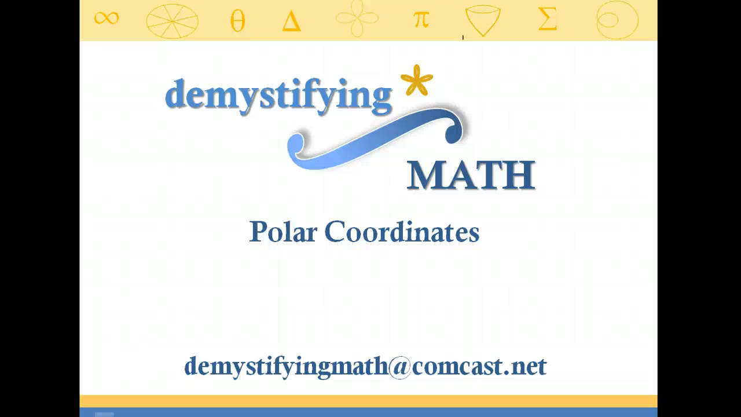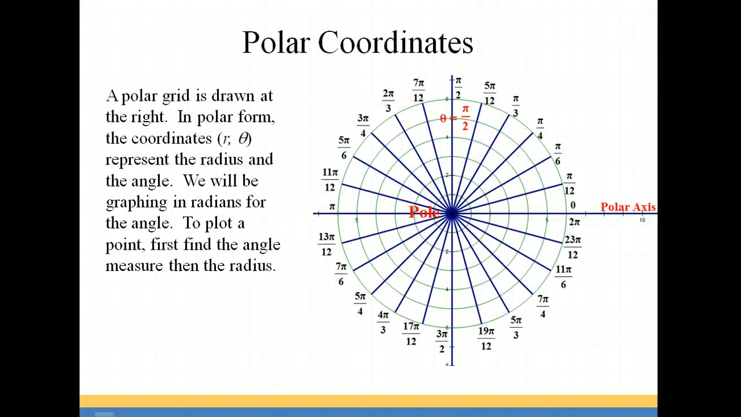Welcome to Demystifying Math. In this lesson, we're going to be discussing polar coordinates. Let's start by looking at a polar grid. Normally, when you're looking at a grid and you're plotting points, you're looking at an XY plane. We have an x-axis and a y-axis, and the intersection of the two axes is called the origin.